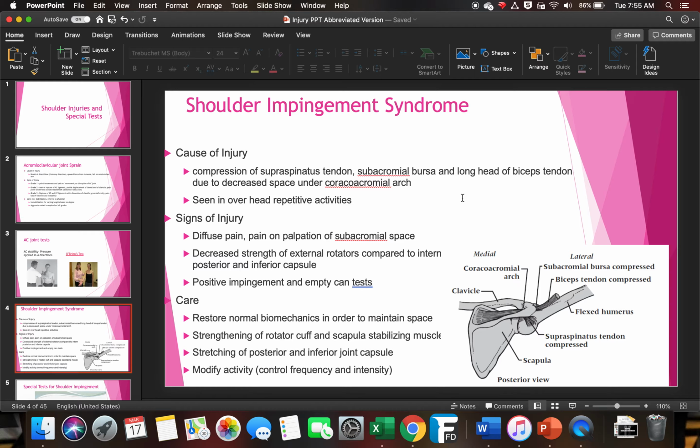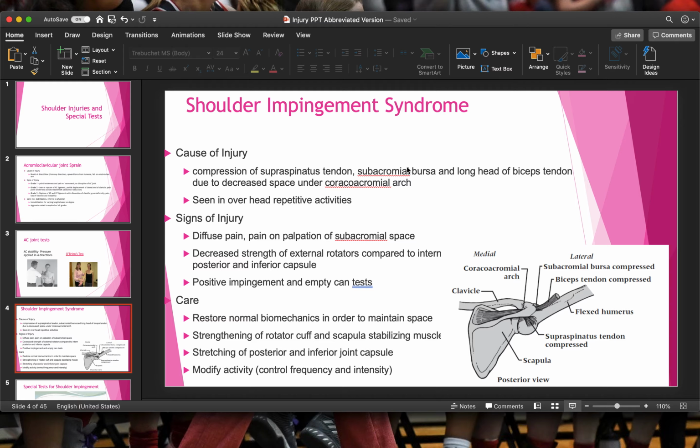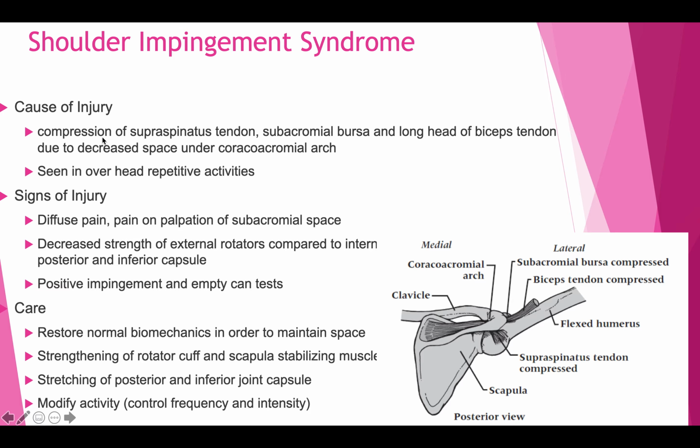And then which is right here. And then there's the long head of the biceps tendon. Also, the biceps tendon right here runs through there. So there's not enough room under there. And we see this a lot in overhead repetitive activities. So tennis, volleyball, baseball, softball, swimming.